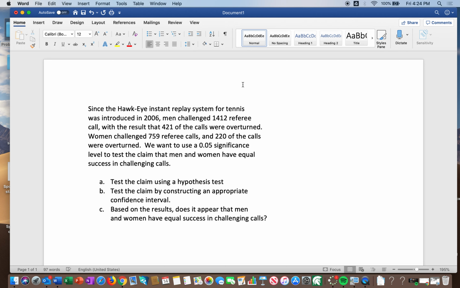So here we go. It says, since the Hawkeye instant replay system for tennis was introduced in 2006, men have challenged 1,412 referee calls, with the result that 421 of the calls were overturned. Women challenged 759 referee calls, and 220 of the calls were overturned. Women don't challenge as much. We want to use a 0.05 significance level to test the claim that men and women have equal success in challenging calls. Part A says test the claim using a hypothesis test. Part B says test the claim by constructing an appropriate confidence interval. And then part C, based on the results, does it appear that men and women have equal success in challenging calls?